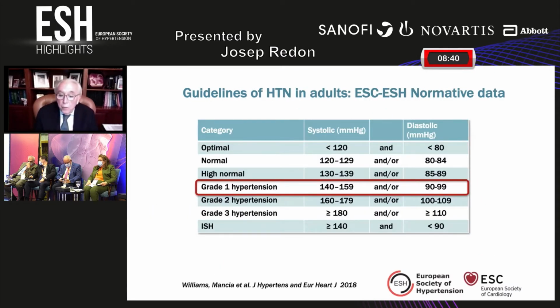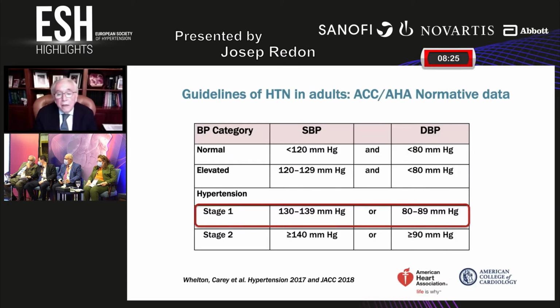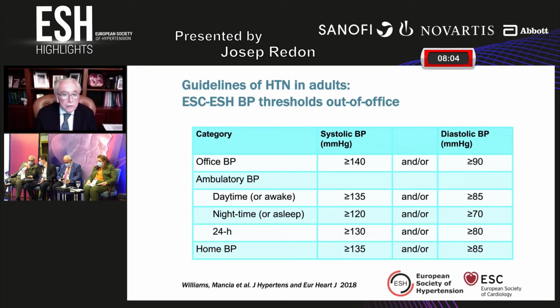Well, first of all, you know that the European Society of Hypertension and Cardiology define hypertension in subjects that have blood pressure equal or higher than 140/90. But this is not what has been established by the American College of Cardiology and American Heart Association, that in the normative data, they define hypertension and stage 1 hypertension as equal or higher than 130/80.